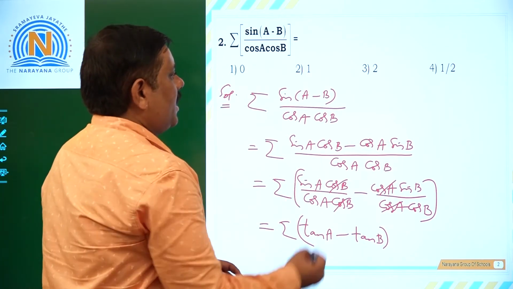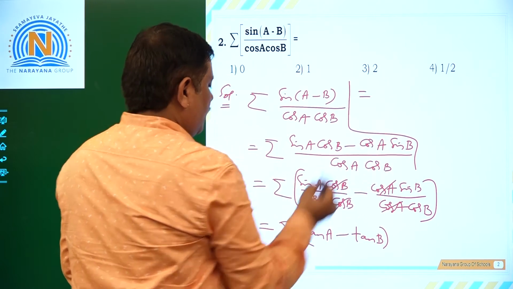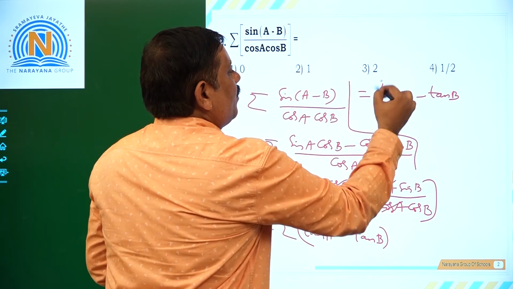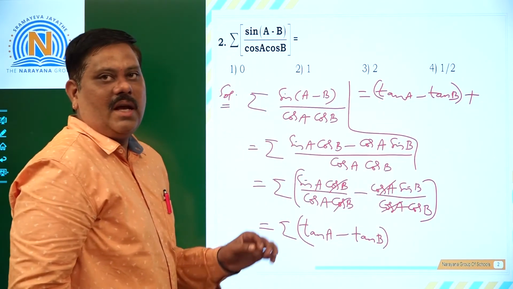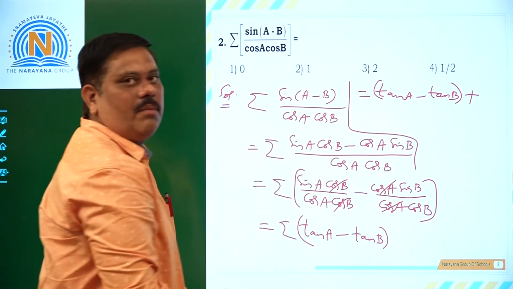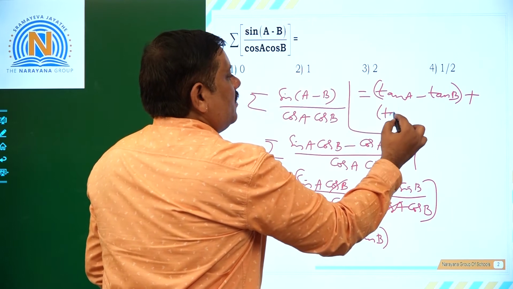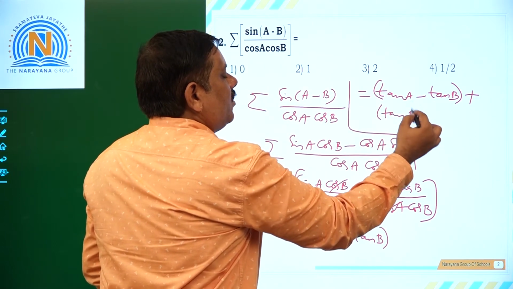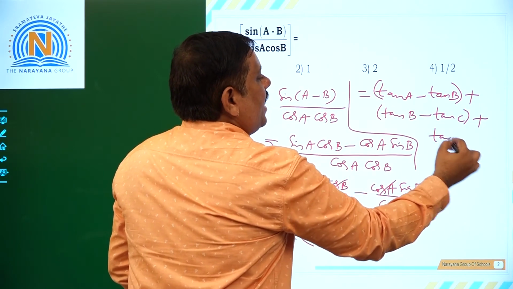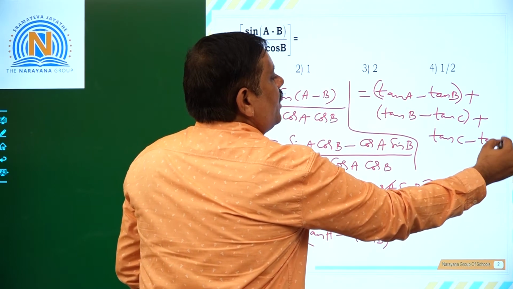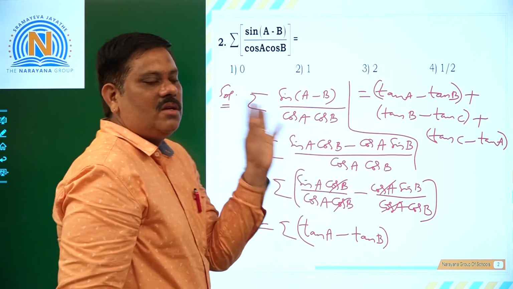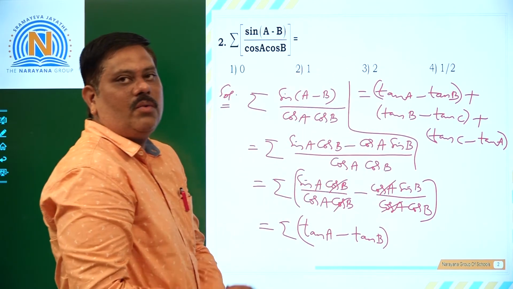What does sigma tan A minus tan B mean? It means we have to write tan A minus tan B plus, it is a cyclic function, right? As it is a cyclic expression, tan A minus tan B. As it is sigma notation, we have to write plus sign between the terms. Next, what is the next term? Tan B. A changes to B and B changes to C. Plus, what is the next thing? Tan B changes to C and C changes to A. If you observe, the next change is tan A minus tan B, that is already existing. So as it is a cyclic expression, only once you will take each term.